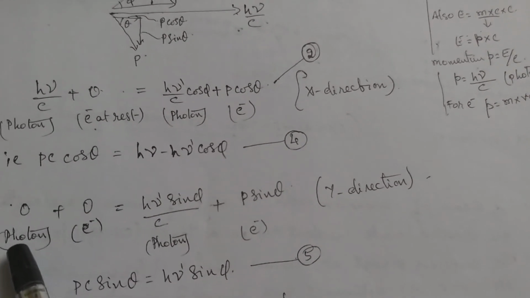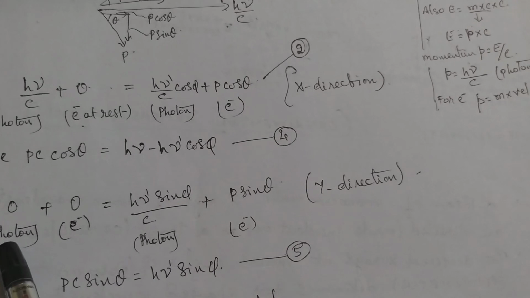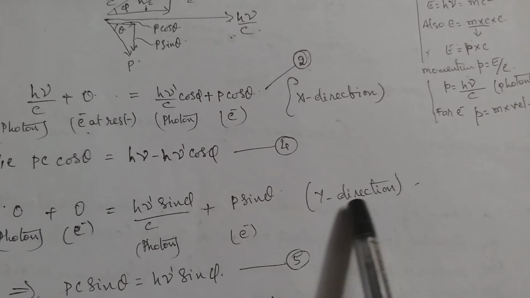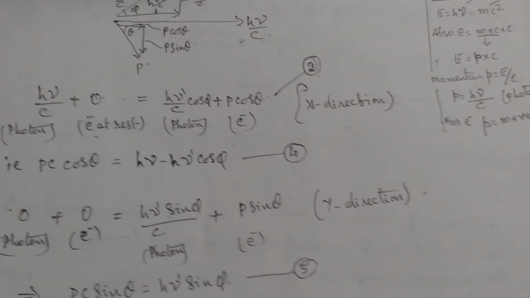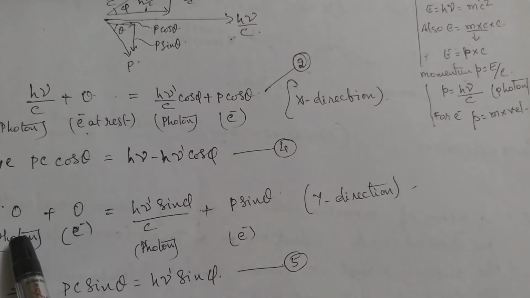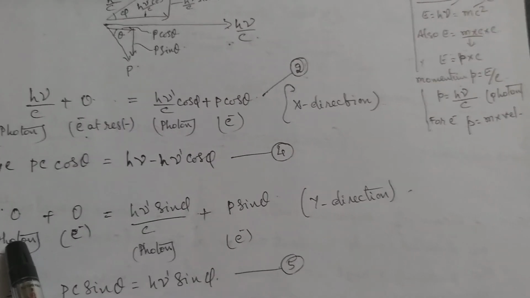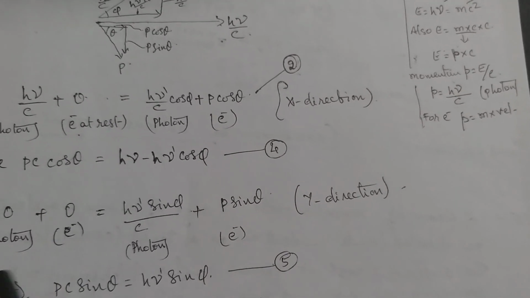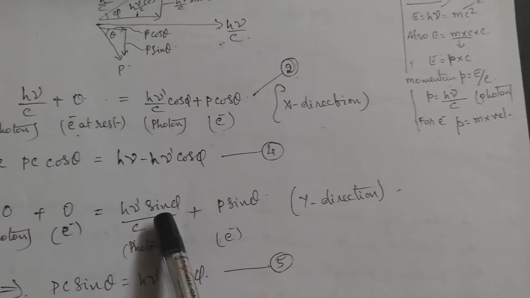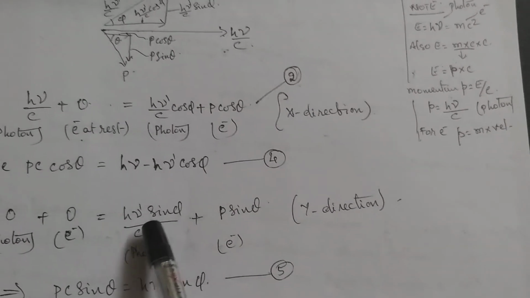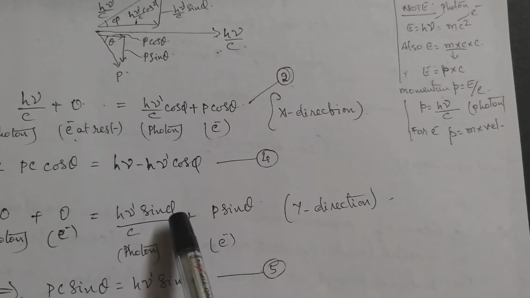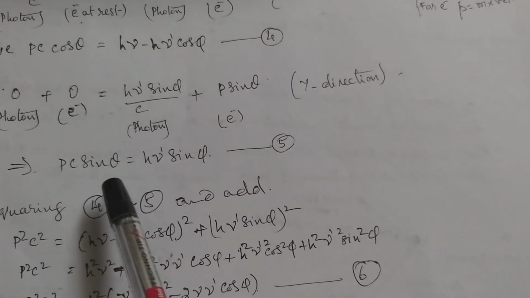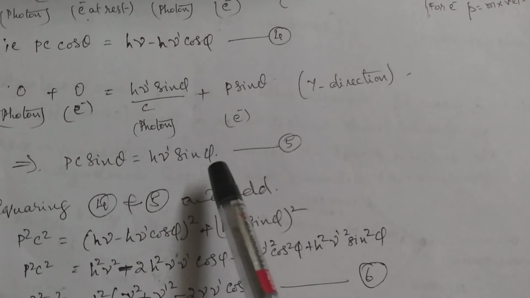Now after collision, this is the y direction. The photon was traveling in x direction, so y direction component 0 initially. Electron was always at rest before collision, 0 is equal to photon momentum in the y direction h nu dashed by c sin phi, electron momentum p sin theta. So this gives p sin theta is equal to h nu dashed sin phi.